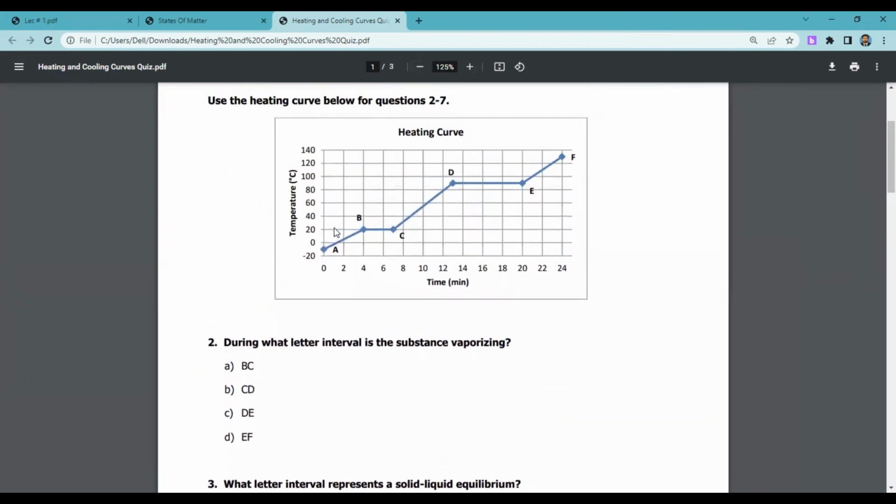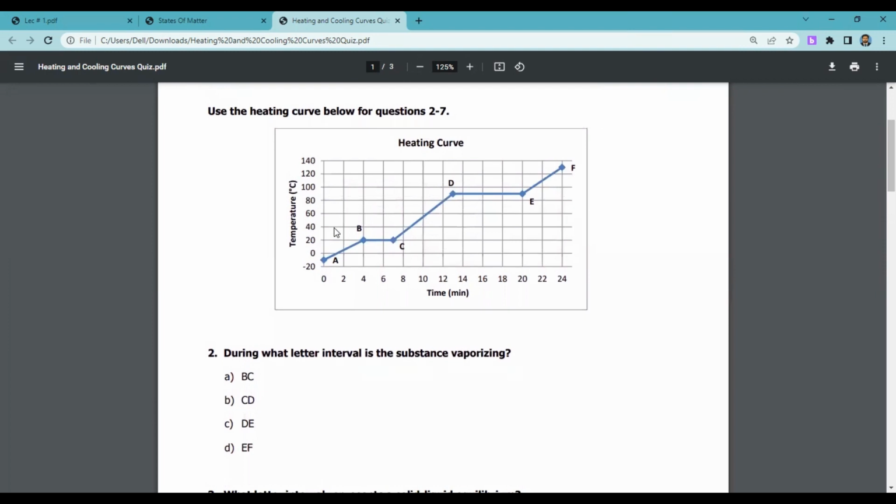They ask, during what interval is the substance vaporizing? That means during which interval our substance is vaporizing. It means it's converting into a liquid. This is D, this is E. At this point the substance is converting into a liquid. It means that it is vaporizing during the curve DE.